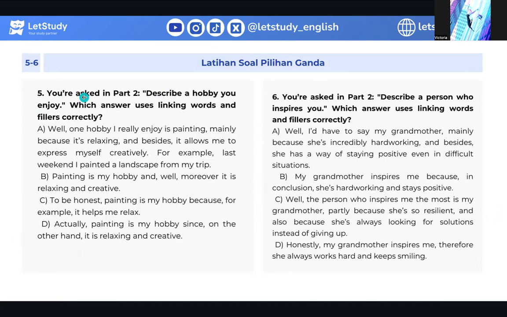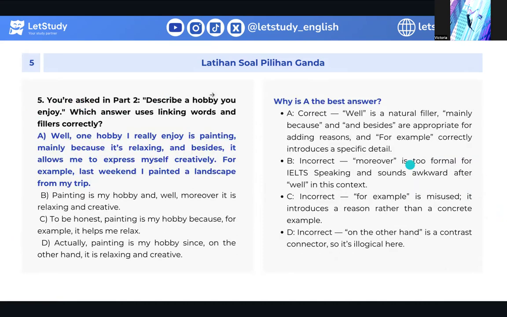Okay, now part 2, 5 and 6. Now, you're asked in part 2, describe a hobby you enjoy. Which answer uses linking words and fillers correctly? A. Well, one hobby I really enjoy is painting, mainly because it's relaxing. And besides, again, add information, it allows me to express myself creatively. For example, contoh, last weekend I painted a landscape for my trip.